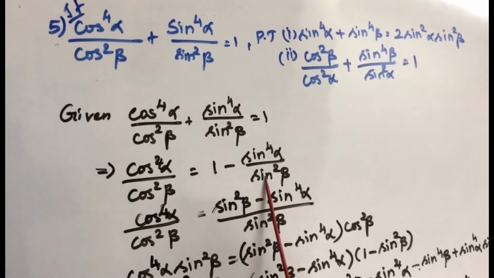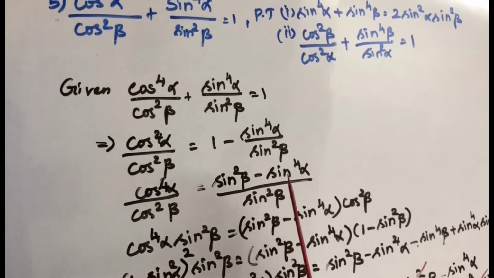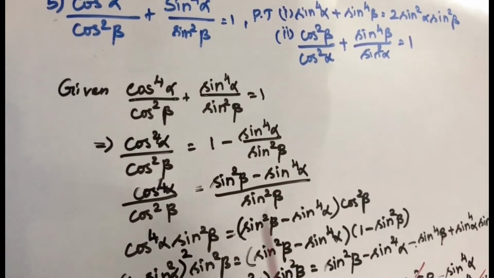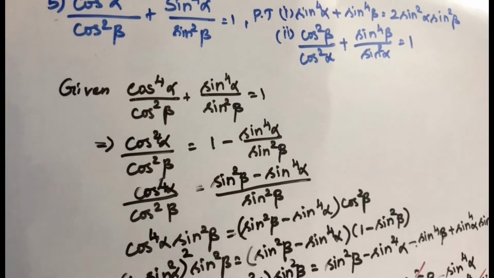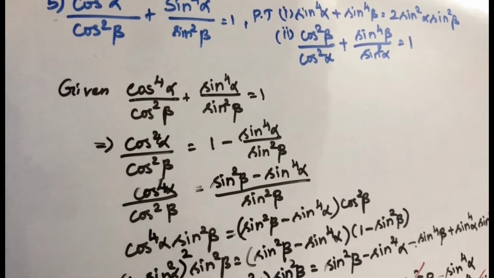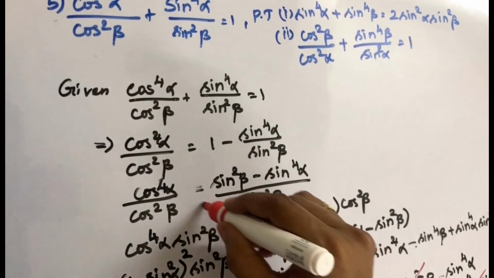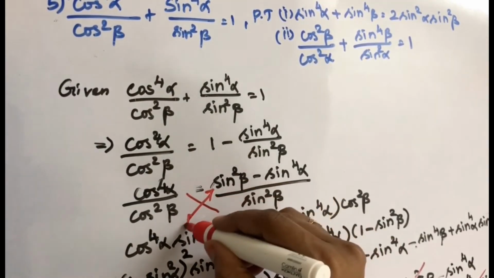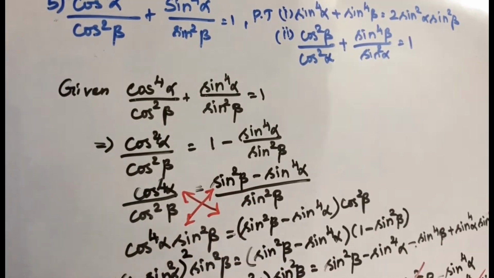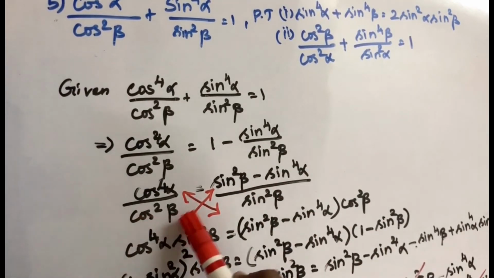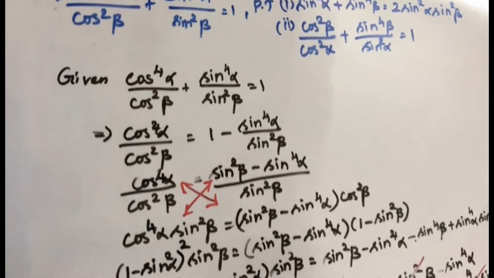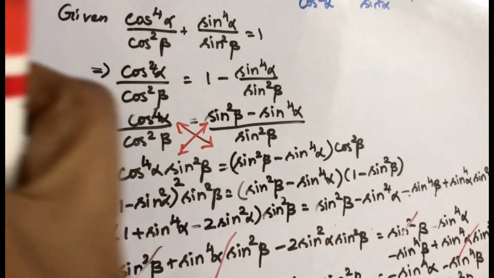Now take LCM sin square beta. So it is sin square beta minus sin power 4 alpha here, cos power 4 alpha divided by cos square beta. Now we can cross multiply it. While multiplying this 2 and this 2, you get cos power 4 alpha sin square beta is equal to sin square beta minus sin square alpha into cos square beta. We have cross multiplied.